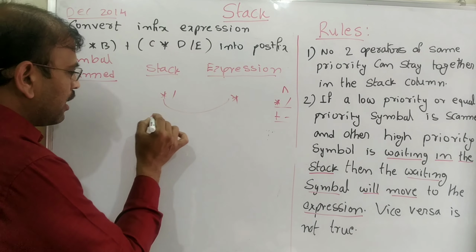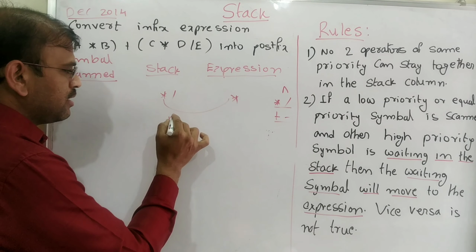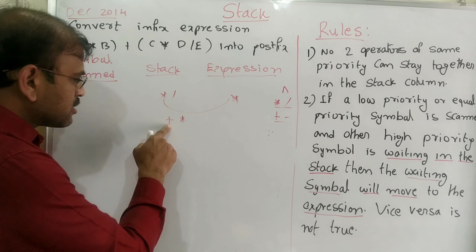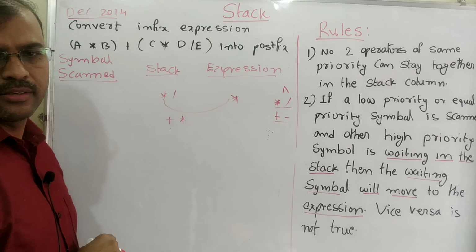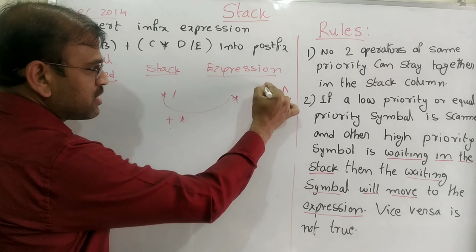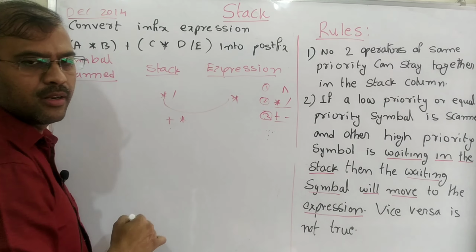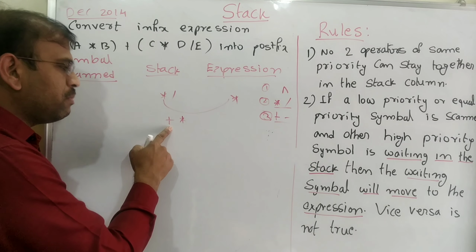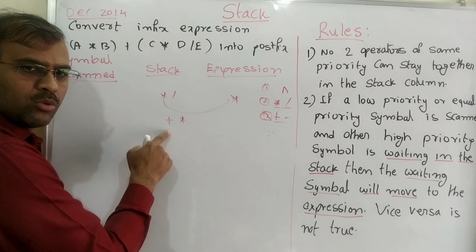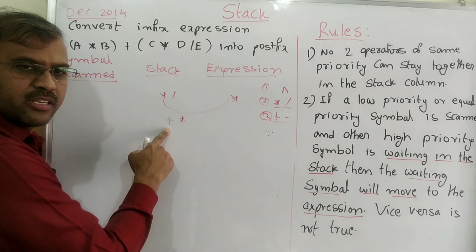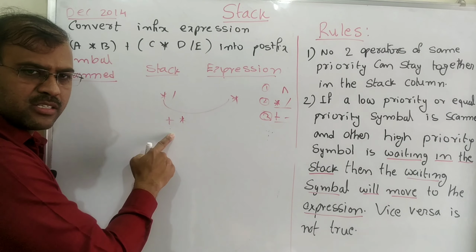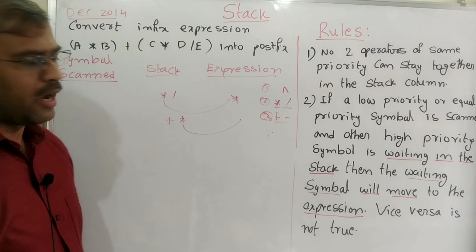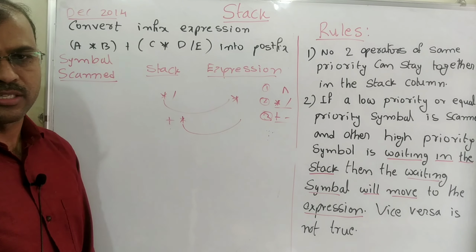In the same way, if first plus is there, then after that multiplication is there. So this is the low priority, this is the high priority. We are following this as the first level, second, and third level. The low priority symbol, even though it has come first to the stack, is going to remain the same. But the highest priority symbol will move to the expression.